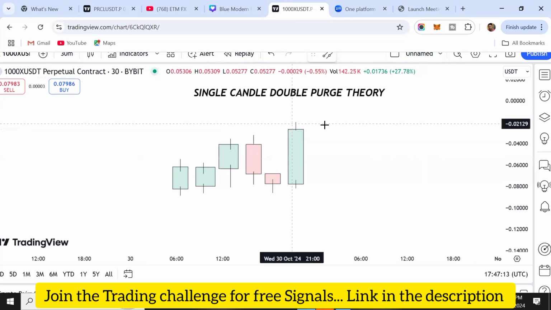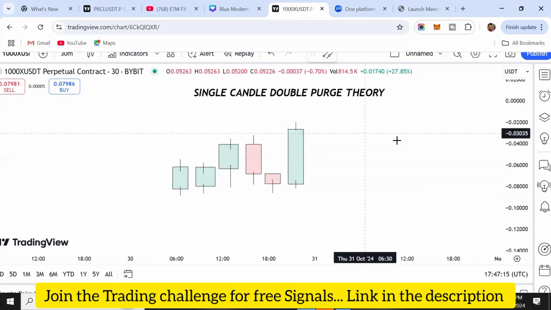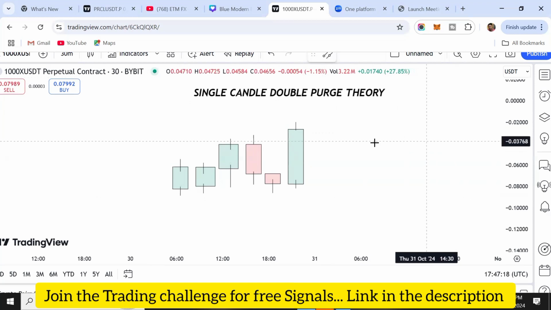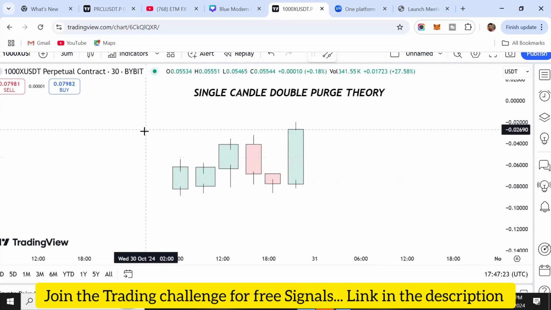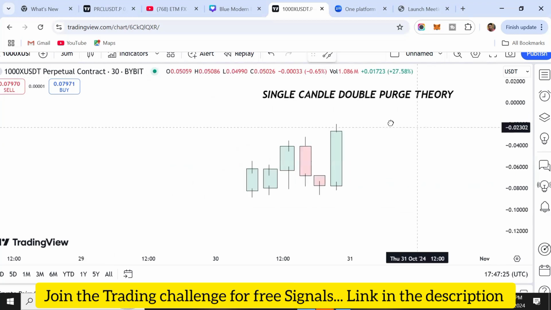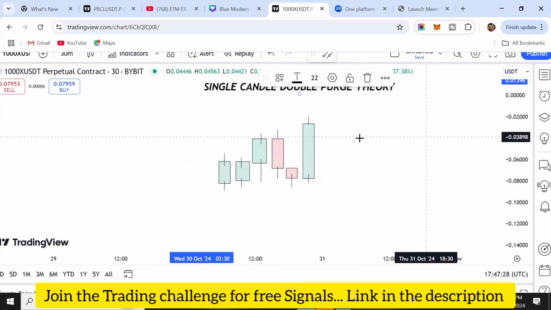Single candle, meaning you do not need the structure of the market. You just need to understand where certain candles are and basically how you can use them. So straight to the video.